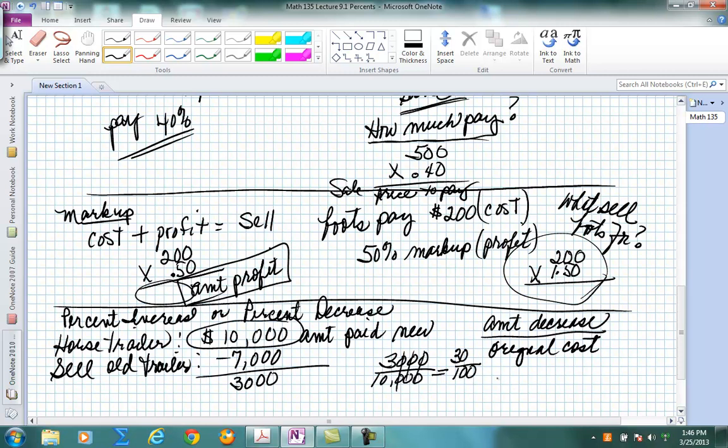And it works the same way for percent of increase. So let's say that you bought a diamond ring, and over years the value of it has increased. You're still going to take the amount of increase and divide it by the original cost. So what happens first always is your denominator, and the subtraction is always in your numerator, and then you change that into a percent.